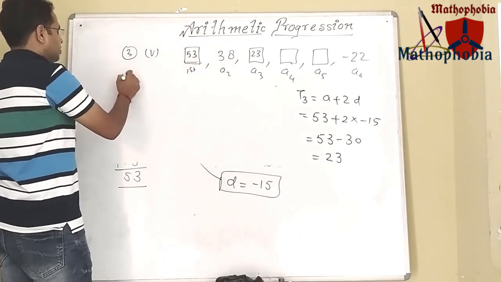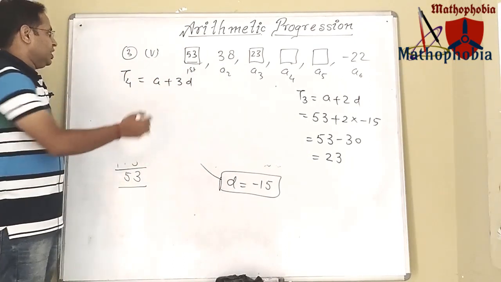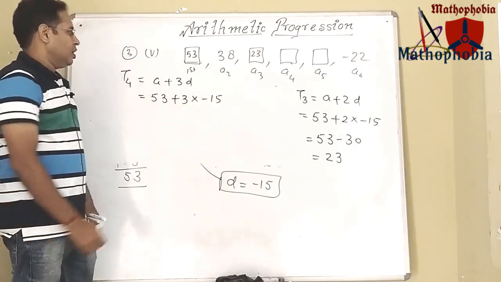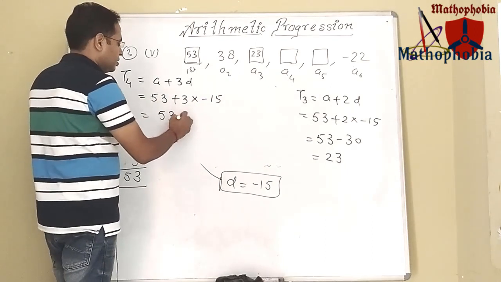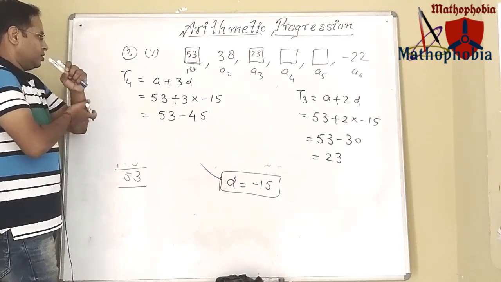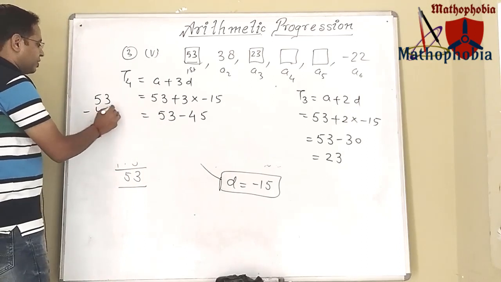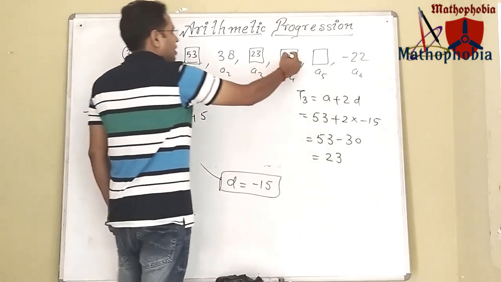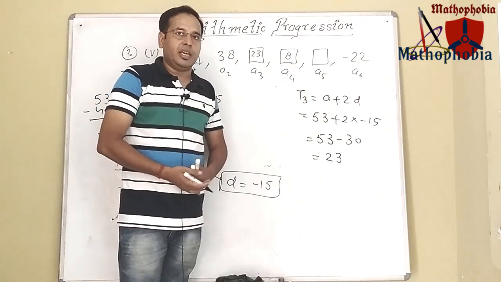So let us find out the fourth term. T4 is equal to A plus 3D. The value of A is how much? A is 53. Okay. And D is minus 15. How much will you get? 3 times 15 is 45. Now we will subtract 53 minus 45, 8. So you will get 8. Therefore the fourth term is 8. Similarly, you can find out the fifth term by applying a plus 4d.